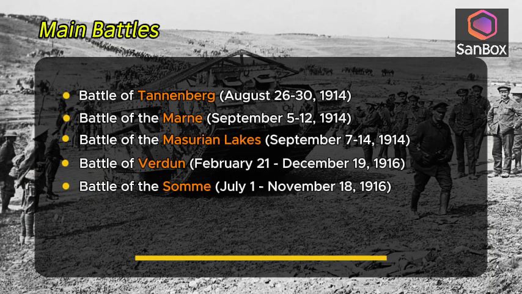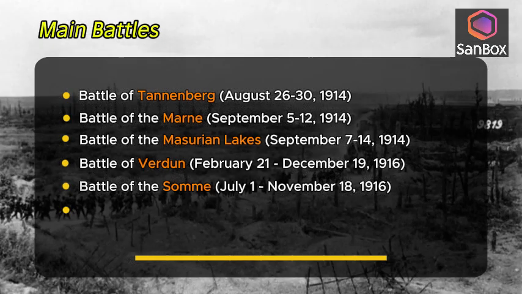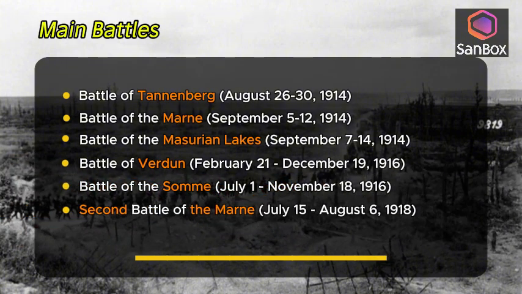Battle of the Somme, July 1st to November 18, 1916. In this battle, the Allies, France and England, faced Germany, but there was no clear winner. And finally, the Second Battle of the Marne, July 15 to August 6, 1918. In this battle, the Allies, France, England, and the USA, defeated Germany.